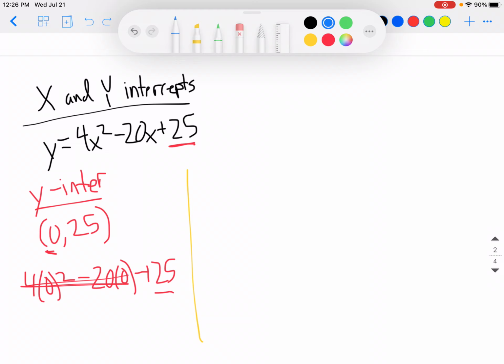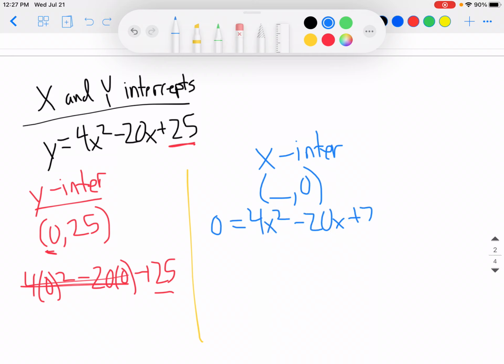Now for the x-intercepts, that requires a little bit more work. So the x-intercept is something like a number, comma, 0. Our y value is now 0, meaning we're looking at 0 is equal to 4x squared minus 20x plus 25. We need to try to solve this quadratic. First step I'd always recommend, try factoring and hope that it works. Otherwise you have to do the quadratic formula, which can work, but it's just a lot more work to do.